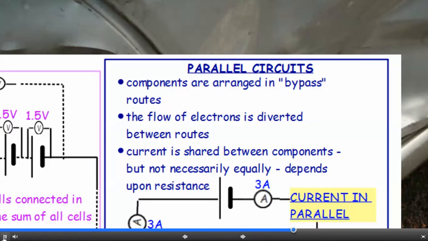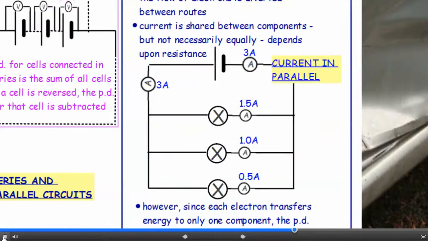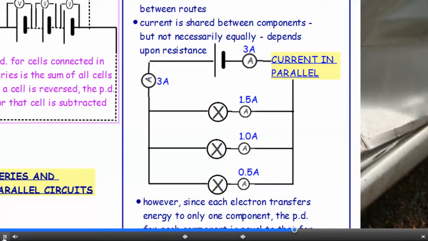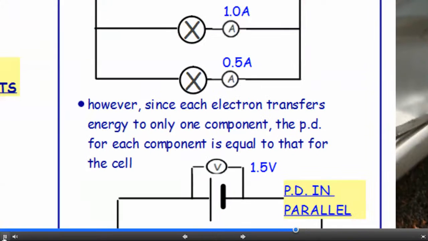In parallel circuits, the components are arranged in bypass routes, so the flow of electrons is diverted between routes. And this means that the current is shared between components, but not necessarily equally. This depends upon resistance. However, since each electron transfers energy to only one component, the PD for each component is equal to that for the cell.